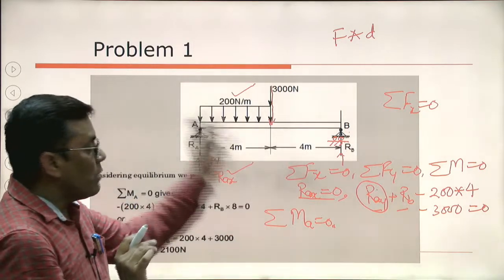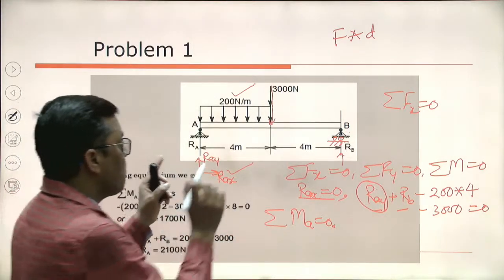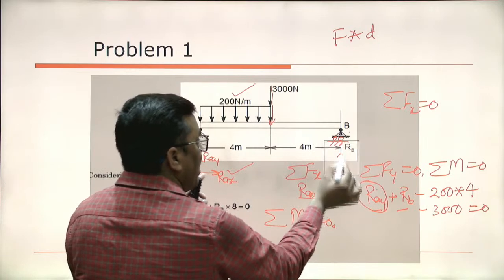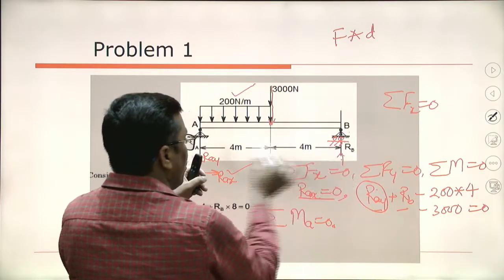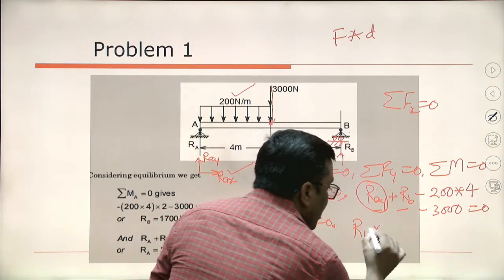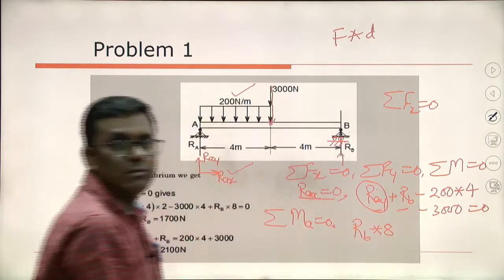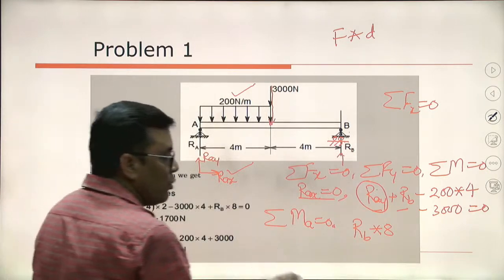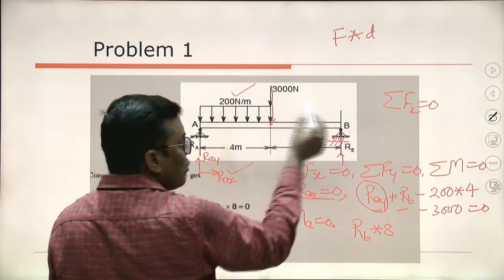R_B, what will be the moment due to R_B? The load is here, R_B. What is the distance? 4 plus 4, 8. R_B into 8. R_B into 8. What will be the rotational tendency? Moment is what? It is the rotational tendency.